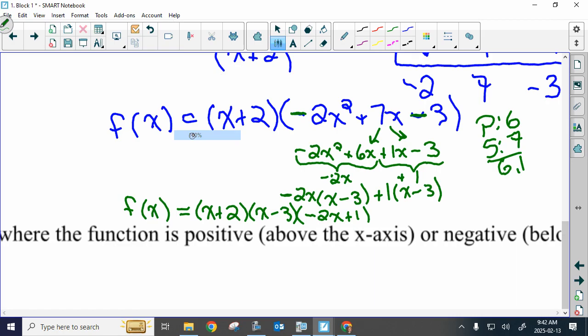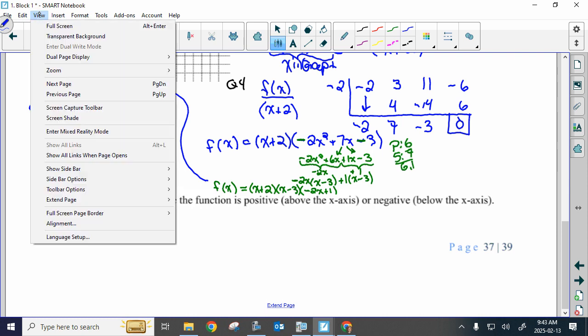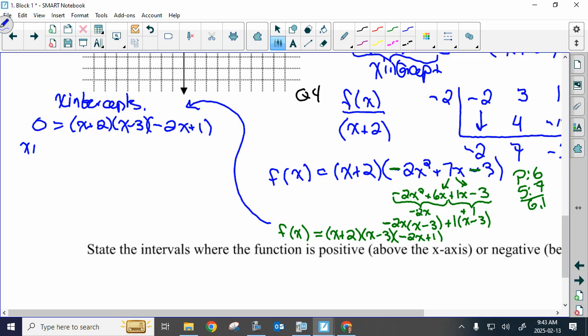So now that I have all these details, I still have to find the x-intercept. So after I've done all of this work, I need to find my x-intercepts. So if I put the 0 in and set each factor equal to 0, I have x plus 2 equals 0, x minus 3 equals 0, and none of them have a fancy multiplicity or anything, so they're all going to have multiplicity of 1. So x equals negative 2, x equals positive 3.